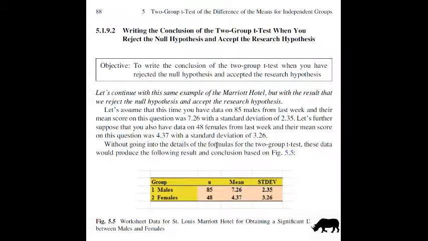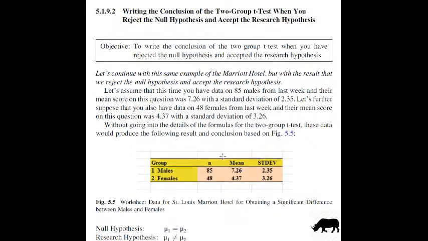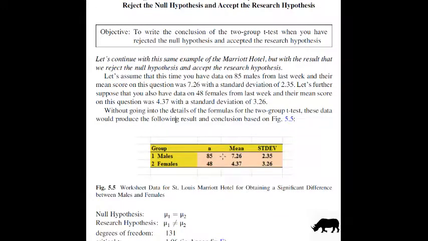Let's assume that this time you have data on 85 males from last week and their mean score on this question was 7.26 with a standard deviation of 2.35. Let's further suppose that you also have data on 48 females from last week and their mean score on this question was 4.37 with a standard deviation of 3.26. Without going into the details of the formulas for the two-group t-test, these data would produce the following result and conclusion.